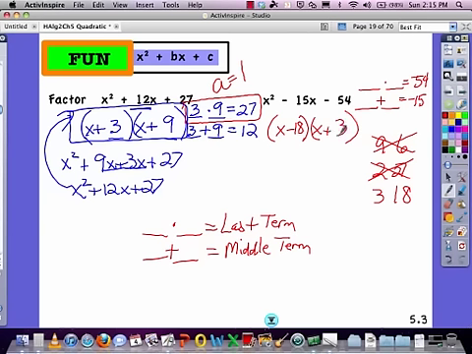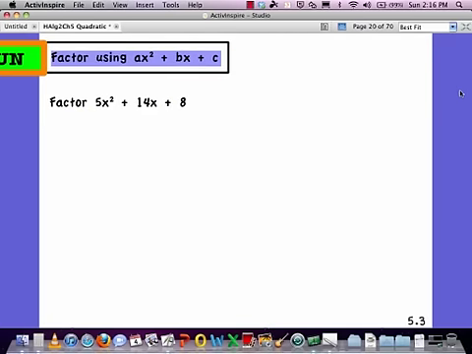Done, end of problem, there's our factors. So that's called factoring a trinomial using the chart method because your a term is 1. There is no number other than 1 in front of that x squared term. So you're using your multiplication and addition facts to help answer those quickly. All right, let's move on to step 3.